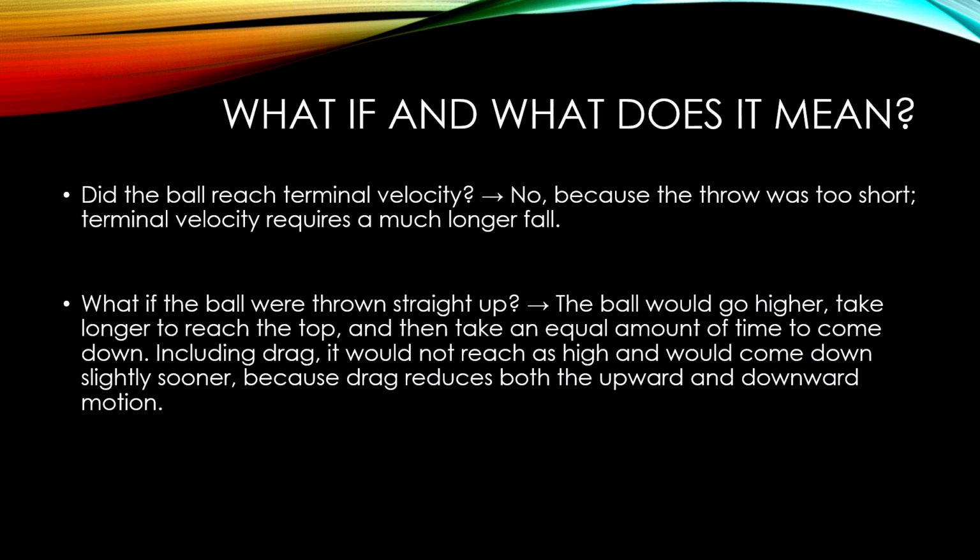Now, if I had thrown the ball straight up with the same initial speed, the motion would look different. Without drag, the ball would rise until its upward velocity reached 0, then fall back down, taking longer overall compared to the sideways throw. With drag included, it wouldn't rise as high, and would actually come down a little faster because drag slows the ball going up and reduces its speed on the way down. This shows how drag affects both parts of motion, not just the fall.